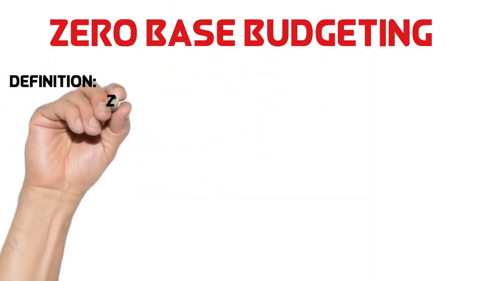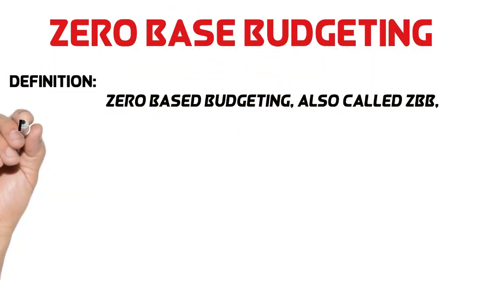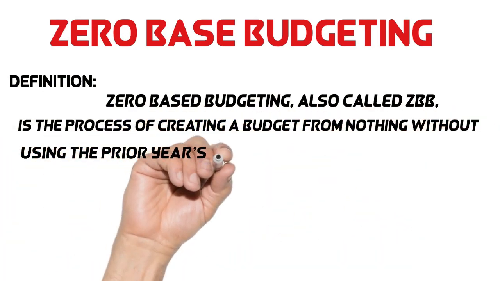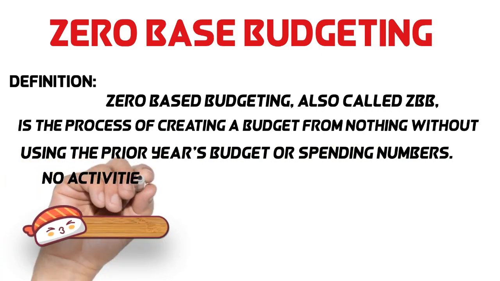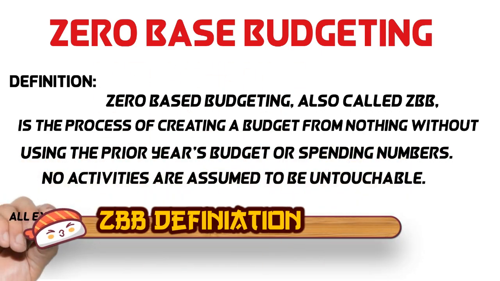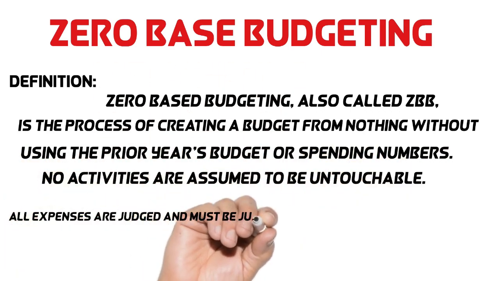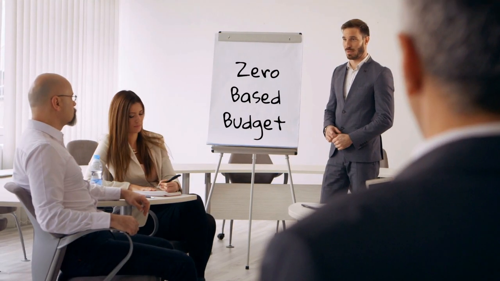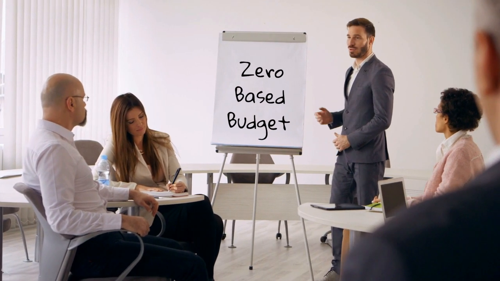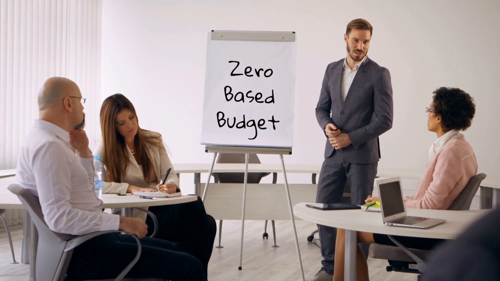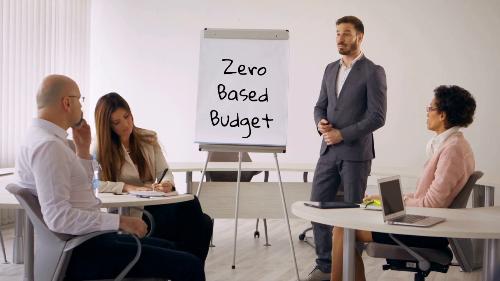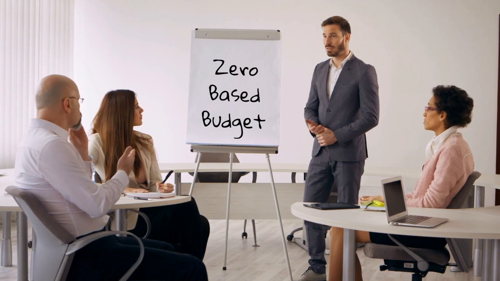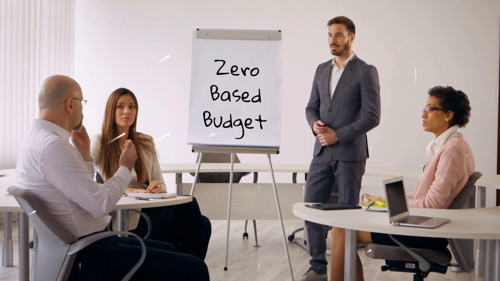Zero-based budgeting, also called ZBB, is the process of creating a budget from nothing without using the prior year's budget or spending numbers. No activities are assumed to be untouchable. All expenses are judged and must be justified in order to remain in the budget. In other words, under zero-based budgeting, managers are required to justify all budgeted expenditures, not just changes in the budget from the previous year. The baseline is zero rather than last year's budget.